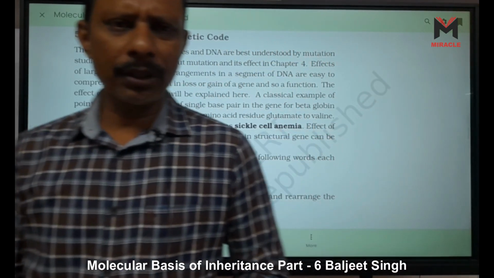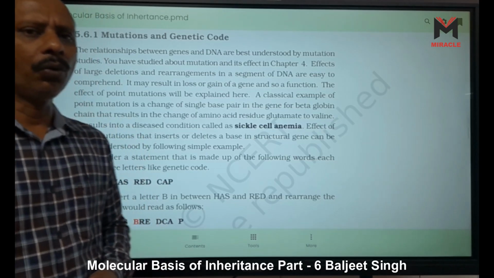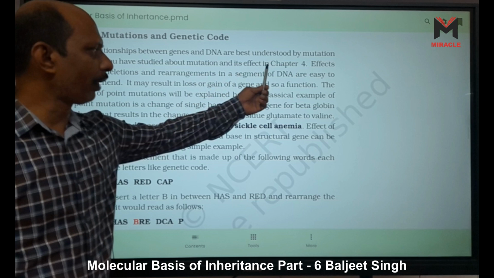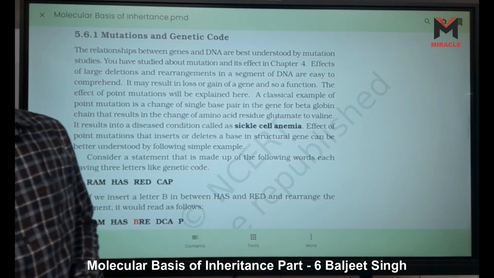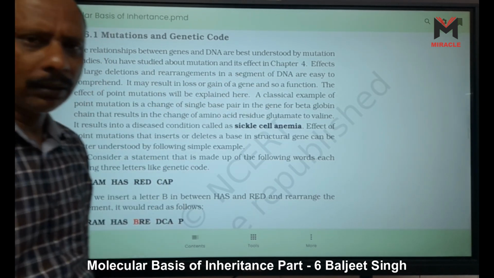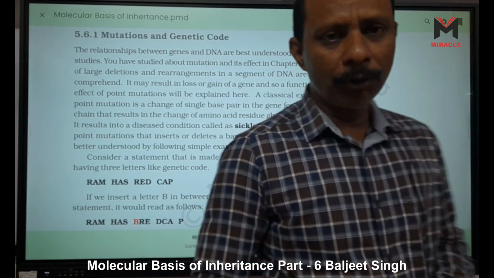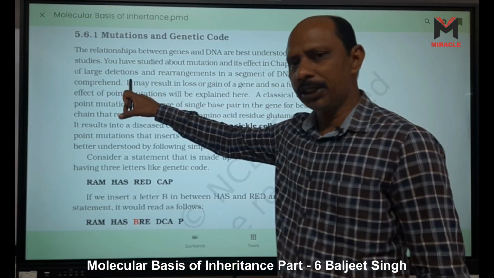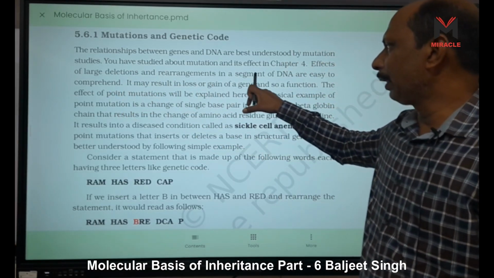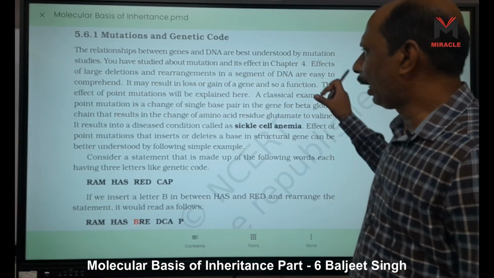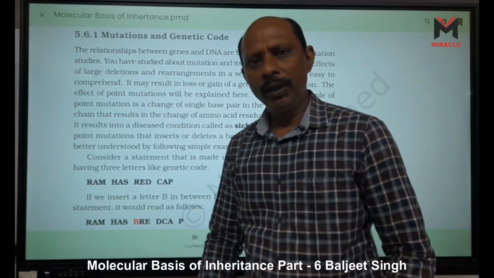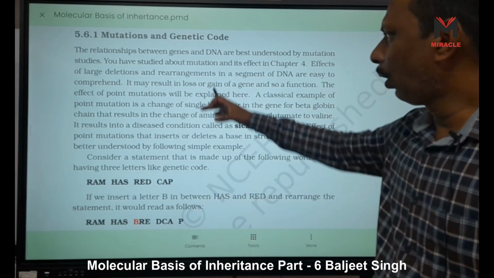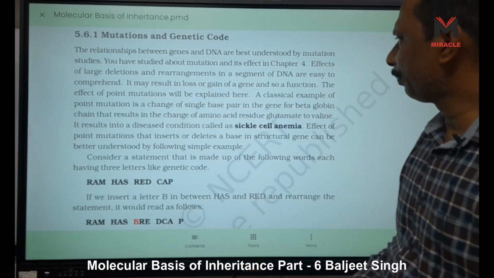Who gave the mutation theory? We very well know, that is Hugo de Vries, right? You have studied mutation and its effect in chapter 4, in the previous chapter we already read the different types of mutation and their effects. The effects of large deletion and rearrangement in a segment of DNA are easy to comprehend. We understand how a mutation occurs, means large deletion or rearrangement, right?